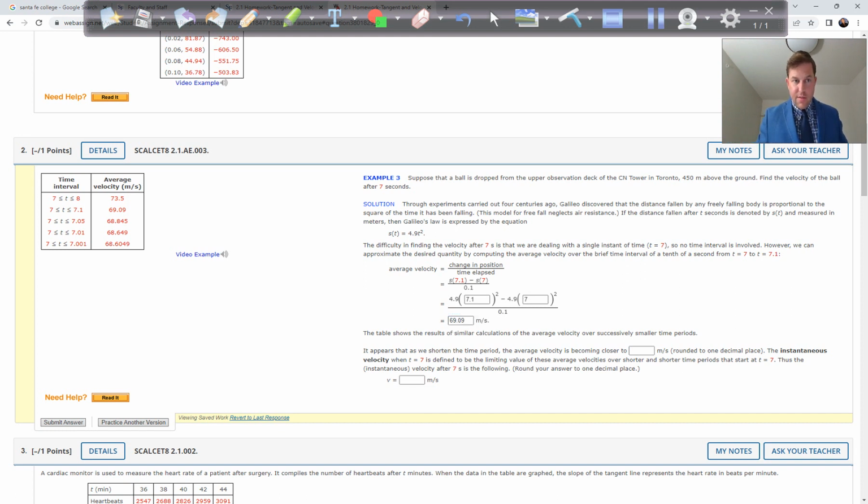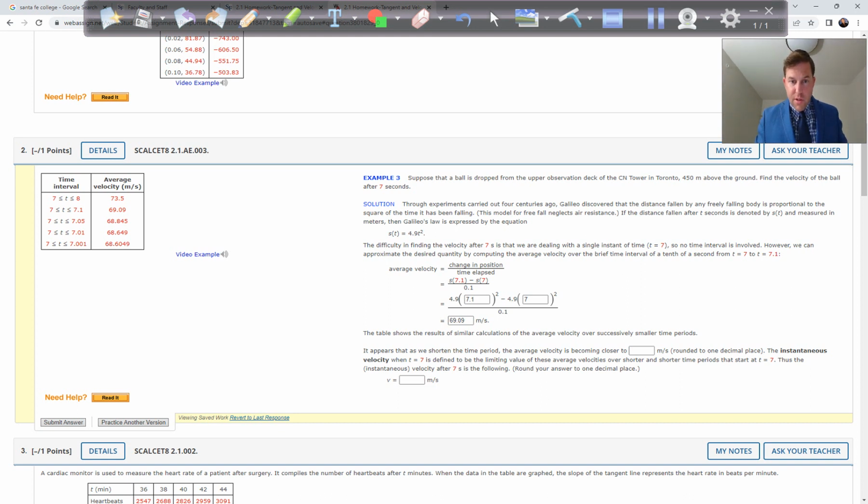Okay, so in fact that's right here in the table. So we just calculated that value. And then what they do is they shrink this time. So the first time was 1 second and the average velocity was 73. Then they shrink that time interval down to 1/10 of a second and it's 69. Then they shrink it down to 5/100ths of a second and you get 68. And then 1/100ths of a second and you get 68 again. And then 1,000ths of a second you get 68 again. So these are all getting closer and closer to 68. So it's kind of converging on a value there.